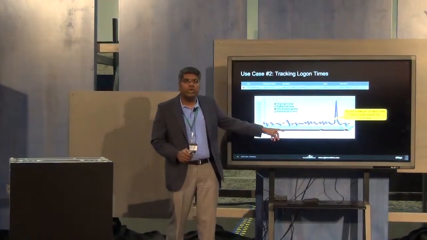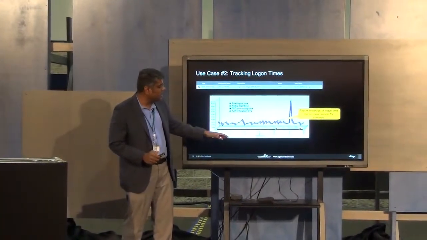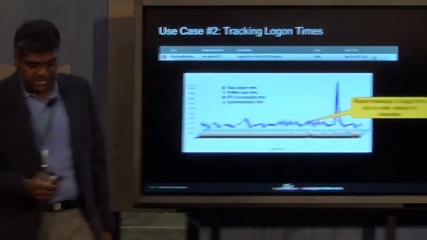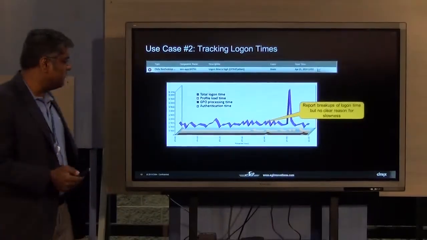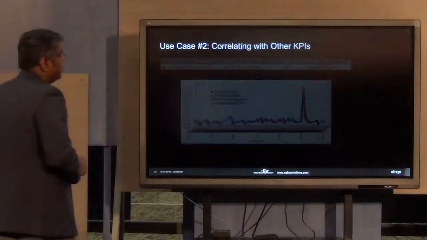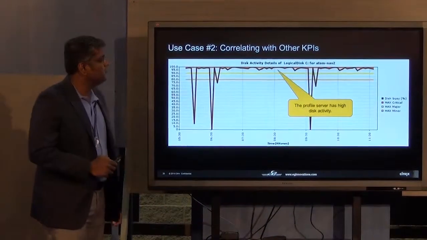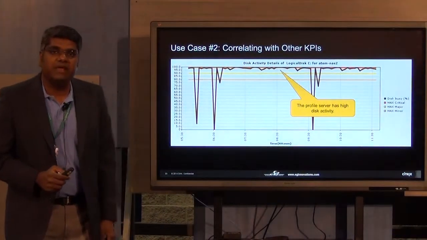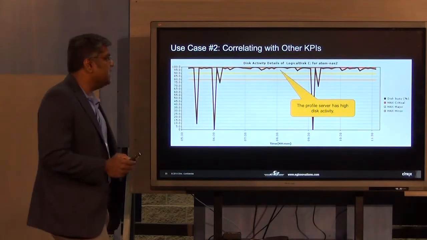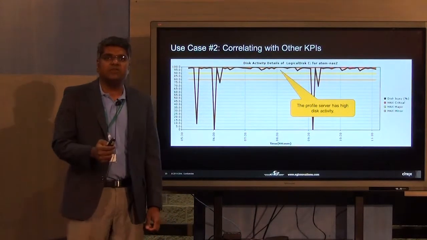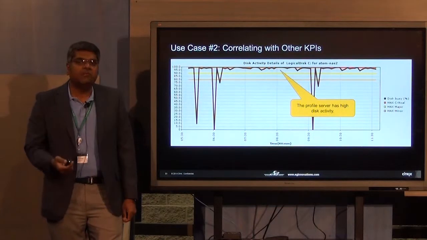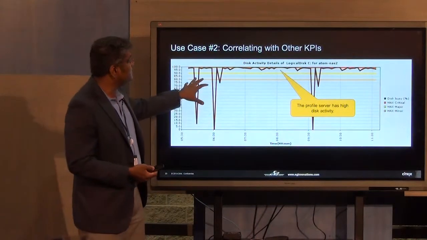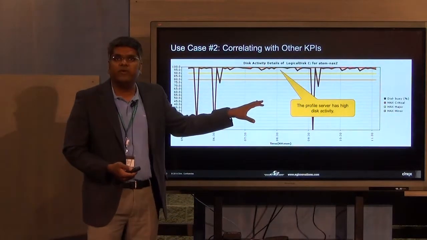So this is a report where it's comparing multiple different load times within the login and shows you where the slowness is. So we went one step further when we started looking at correlating this information with other KPIs available in the environment. So then we were able to find out that the profile server obviously is managing the profile activity, and we were able to, within the profile server, find out that there is disk contention.